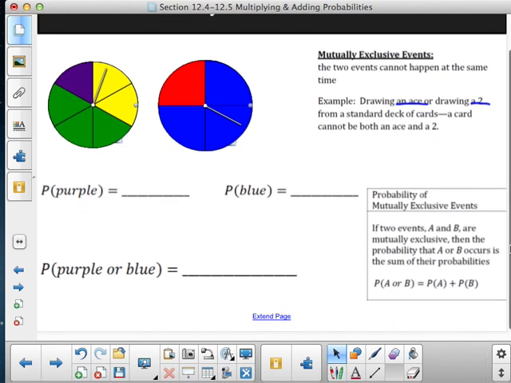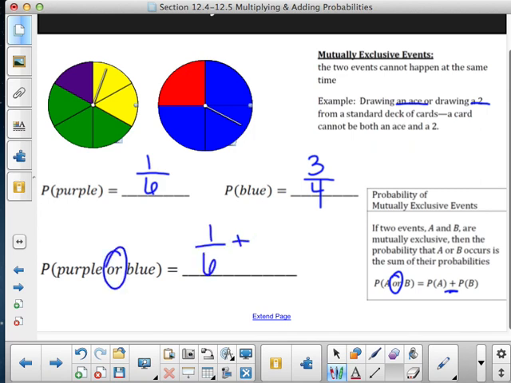In order to figure out the probability of mutually exclusive events, you would find the probability of each, and then you would add them. Mutually exclusive says I'm going to be blue or I'm going to be purple, one or the other, not both. So once again, I use my probability of purple, which we found before, 1/6, and the probability of blue is 3/4. And now, "or," so it would be 1/6 plus 3/4.